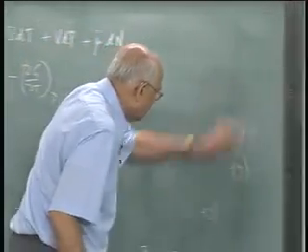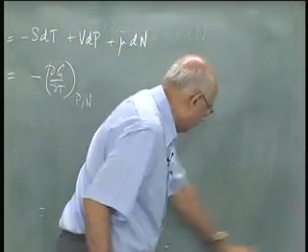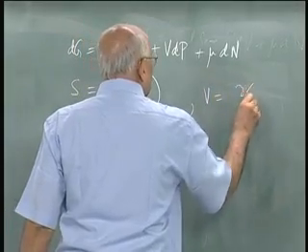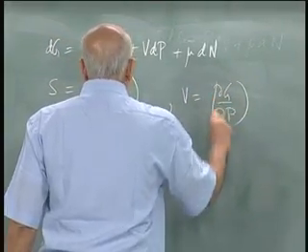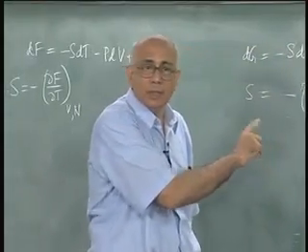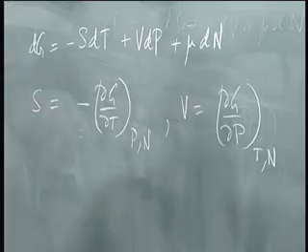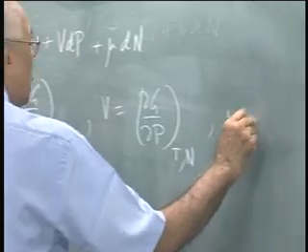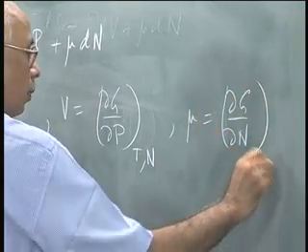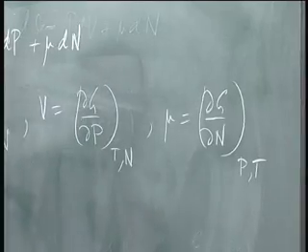You further have, so let us write this out: V is ∂G/∂P at constant T and N. Very important to keep track of what is kept constant in the partial derivatives, and similarly μ is ∂G/∂N at constant P and T. That is not too surprising.